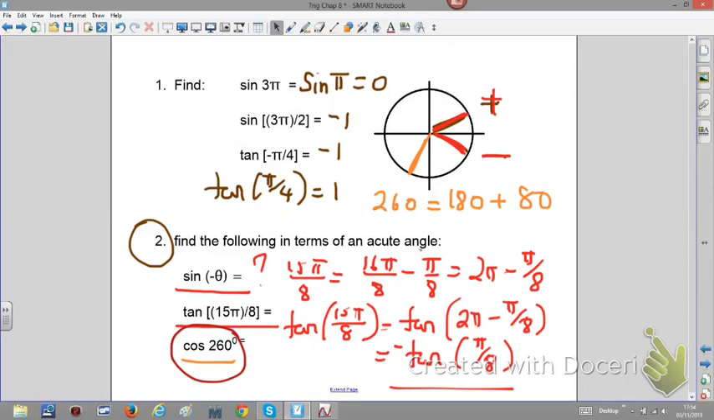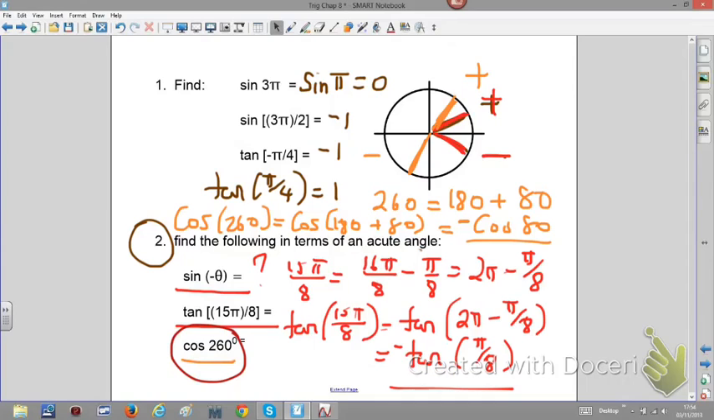So cos 260 must be equal to cos of 180 plus 80, and there must be a relationship with cos 80. So I'll just write cos 80, and let's have a look at where they are. So we know that the cos of 260 is minus, cos 80 is in this quadrant here, and it must be plus, so therefore cos 260 must be equal to minus cos 80.